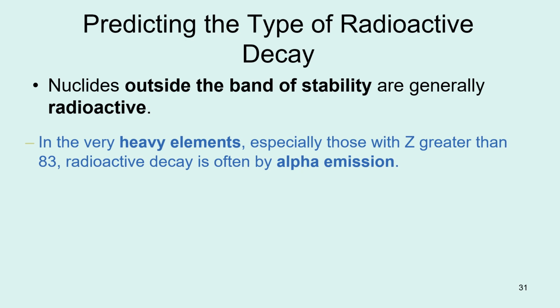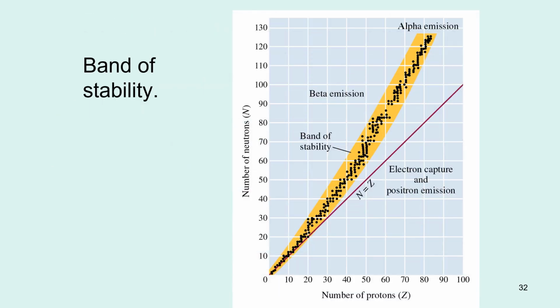And then it turns out the very heavy elements, especially those with atomic numbers greater than 83, generally decay by alpha emission, although they can decay by beta emission as well. So we'll see later that we tend to have a series, and there can be others, but if they're greater than 83, they tend to have at least one decay by alpha emission.